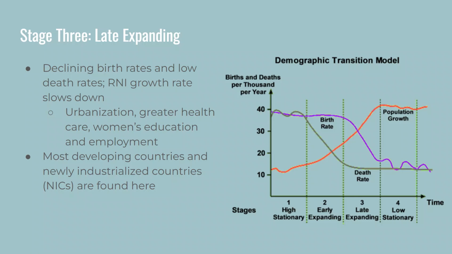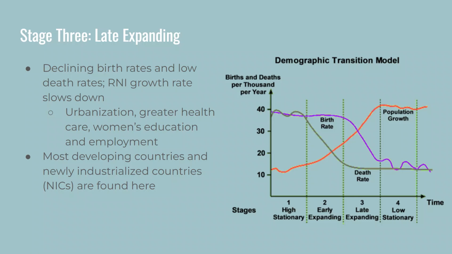Stage 3, late expanding. This is also known as the demographic trap because countries that are in stage 3 for too long have huge populations. For example, India and China. This is when birth rates are declining and death rates are at their low. Rate of natural increase slows down, but still is very high.